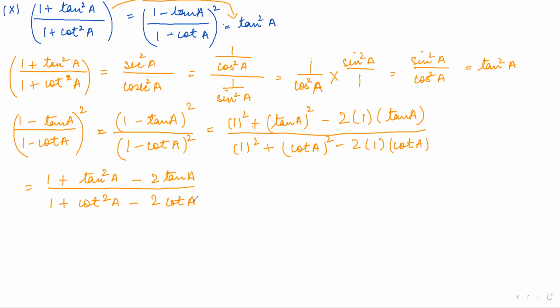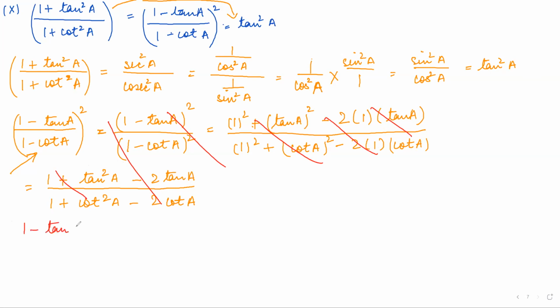I think it will become simple if at the first step itself I convert it into sine and cos, right? Yeah. Unnecessarily I have made it complicated. Okay, let us do it like this. Let us change it into sine and cos first of all, and then try to solve it.